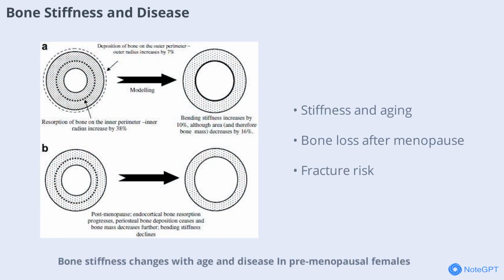Bone stiffness changes with age and disease. In premenopausal females, endocortical bone resorption is partly offset by periosteal bone deposition, maintaining or even increasing bending resistance despite cortical thinning. However, after menopause, accelerated resorption and reduced deposition lead to further thinning and decreased stiffness. Understanding these changes helps explain why fracture risk increases with age, especially in women.